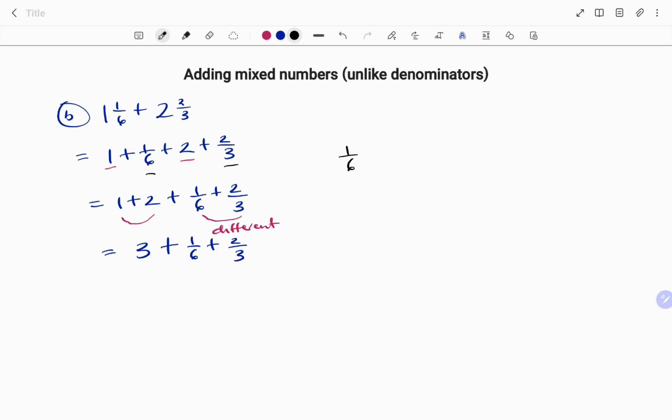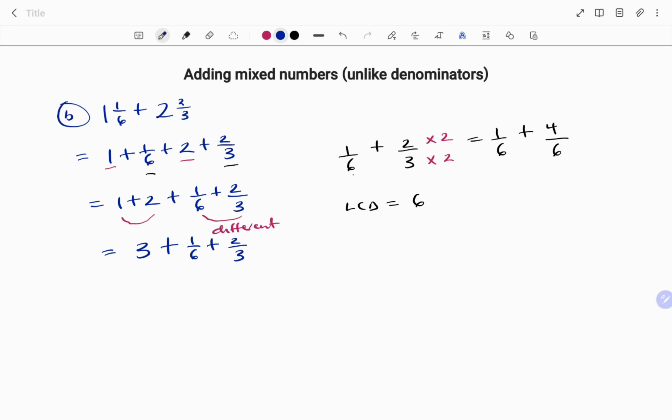How do I make the denominators the same? I have 1/6 plus 2/3. My lowest common denominator, or my LCD, for this question is 6. How do I make my denominator 6? On my left-hand side, my denominator is already 6, so I leave it. On my right-hand side, to make it 6, I'm going to be multiplying both my denominator and my numerator by 2. I'm going to have 1/6 plus 2 times 2, 4 at the top, 3 times 2, 6 at the bottom.